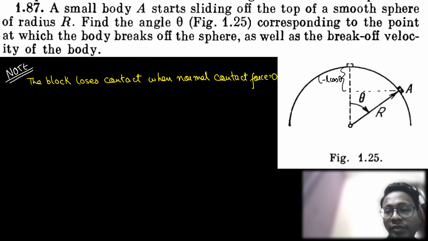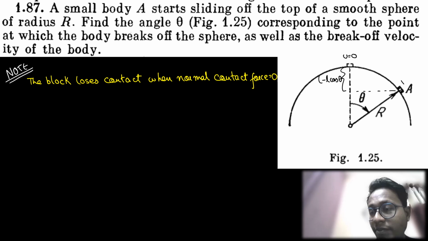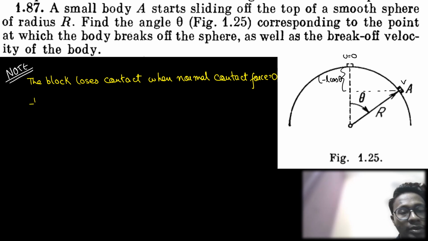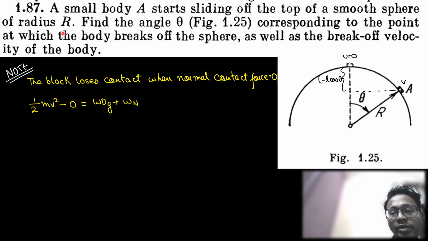So suppose the initial velocity out here is equal to 0. The final velocity before breaking off is equal to v. Okay, so between this point and this point, can I apply the work energy theorem? So can I say final kinetic energy minus initial kinetic energy, half m into 0 square, is equal to work done by gravity forces plus work done by normal forces. And is there any friction? There is no friction on the body.